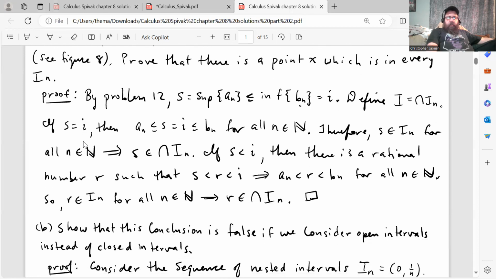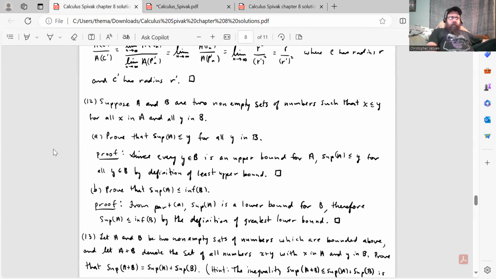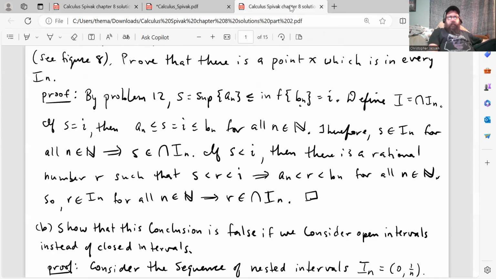All right, so here we go. By problem 12, if you don't remember, we did problem 12 in part 1, so you could look at that if you want to, but I'll just remind you of what question 12 said. In question 12, let's read part A and part B. Suppose A and B are two non-empty sets of numbers such that X is less than or equal to Y for all X in A and all Y in B. Then part A says prove that sup A is less than or equal to Y for all Y in B. And part B said prove that sup A is less than or equal to inf B. So we're going to use that result to do this problem here.